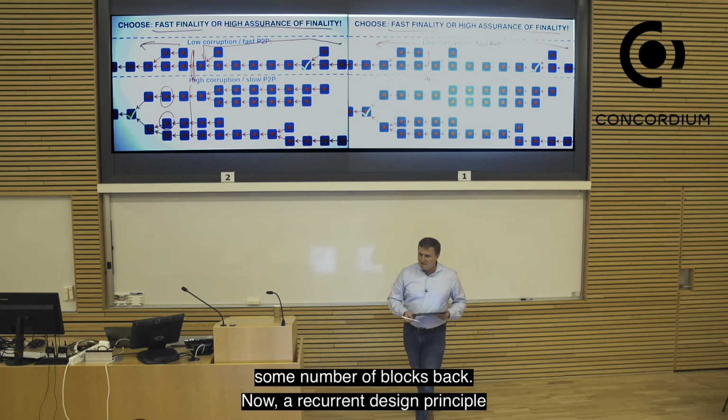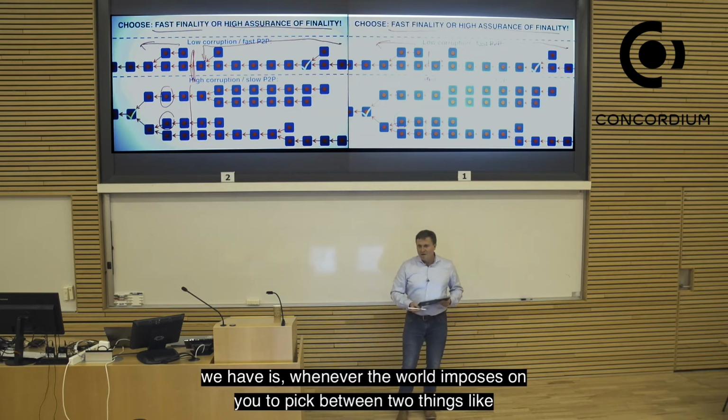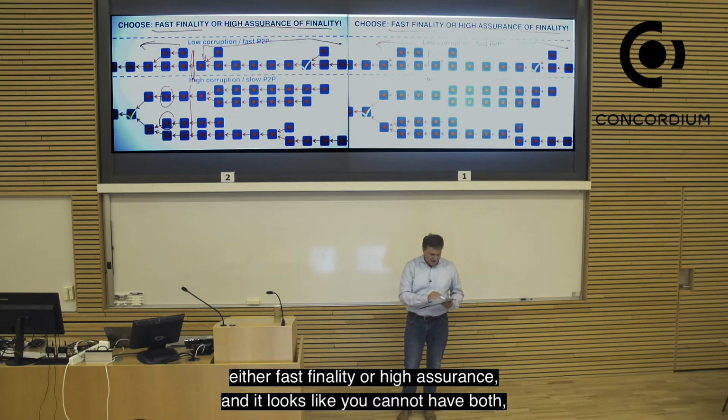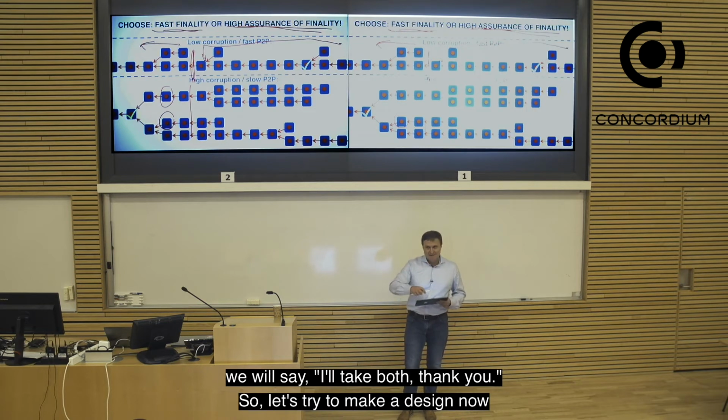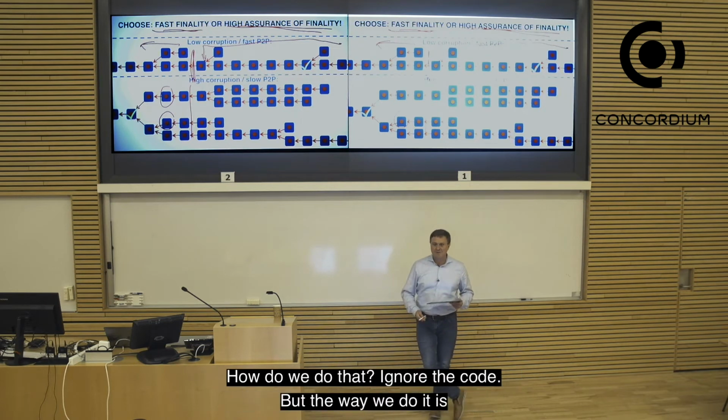Now, a recurrent design principle we have is whenever the world imposes on you to pick between 2 things, like either fast finality or high assurance, and it looks like you cannot have both, we will say, I'll take both, thank you. Okay, so let's try to now make a design where we get both of them, okay? We'll want to have fast finality and high assurance. Okay, how do we do that?